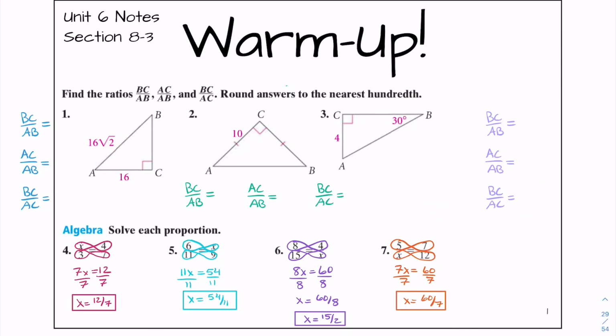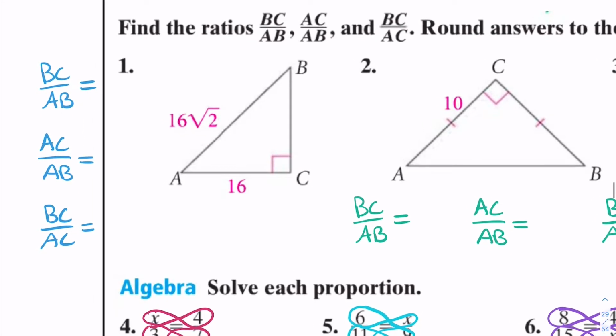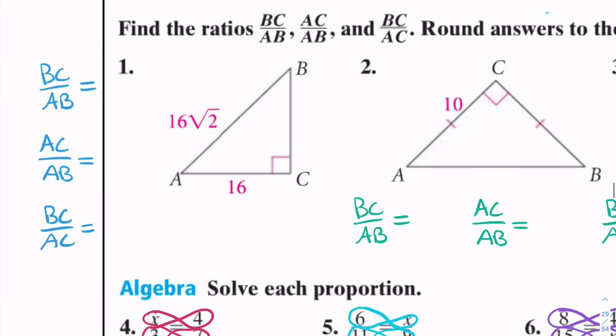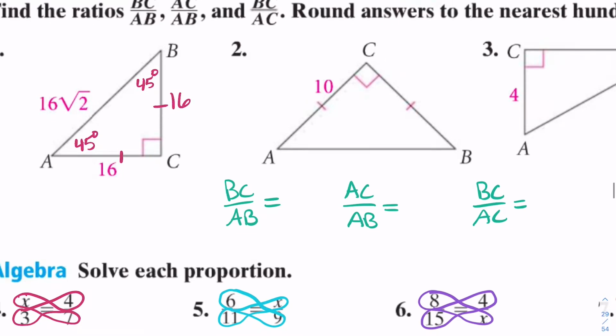So to write the ratio in number 1, we're going to need to know what BC is. Now, this is what appears to be a 45, 45, 90 triangle, right? You have this is 16 square roots of 2 and this is 16, which means that we have to have a 45, 45, 90 triangle, which means that if this is 16, that also has to be 16. And for these, it looks like if that's 10 and that's 10, that this will be a 45, 45, 90 triangle as well, making this 10 square roots of 2.